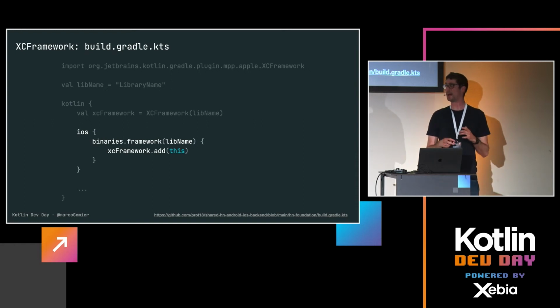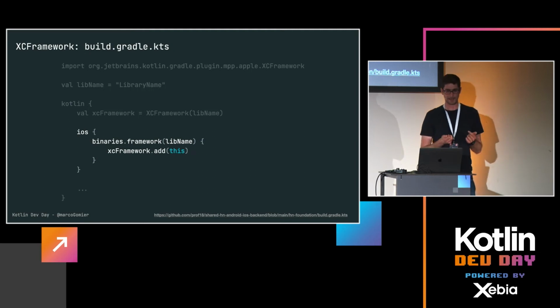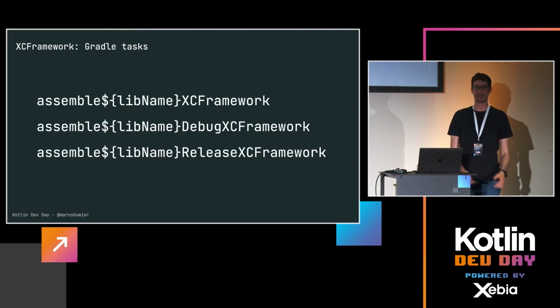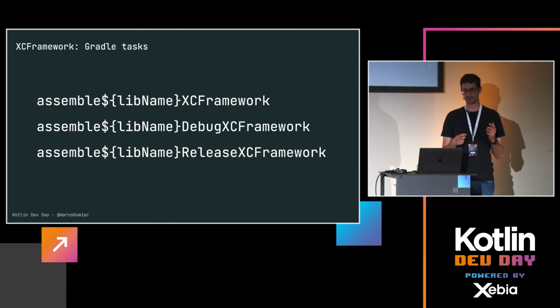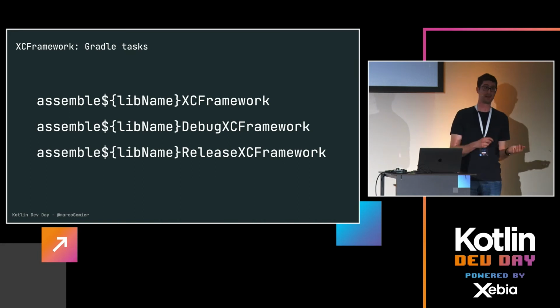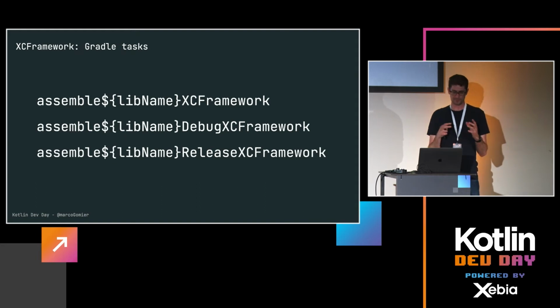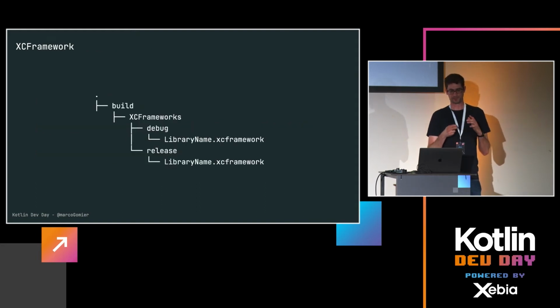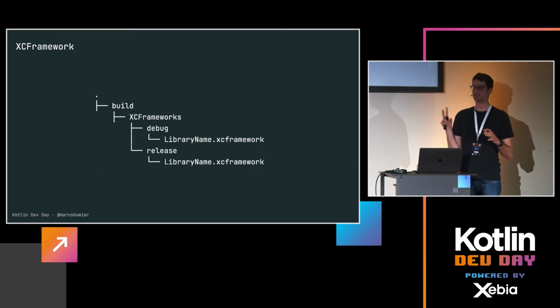And after this configuration, three new Gradle tasks magically appear in your project. These tasks will build a debug and a release version of the XCFramework. And when you call them, they will place the binary inside the build folder of your project. So you're going to have this structure, and your framework will be inside the debug and release subfolders.